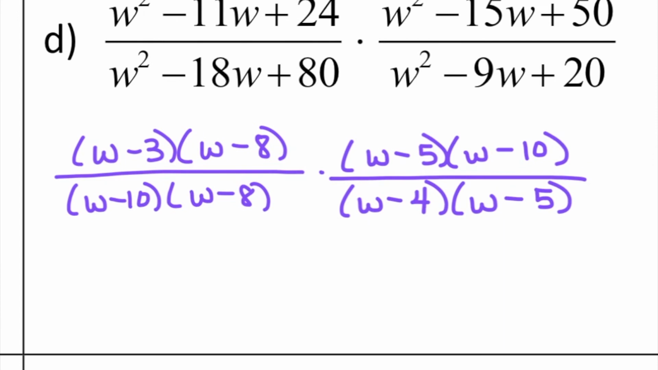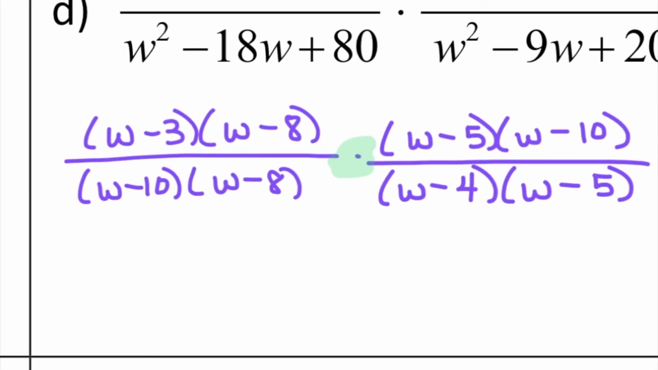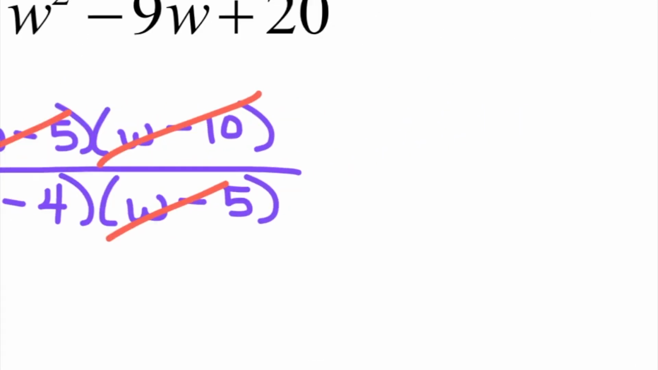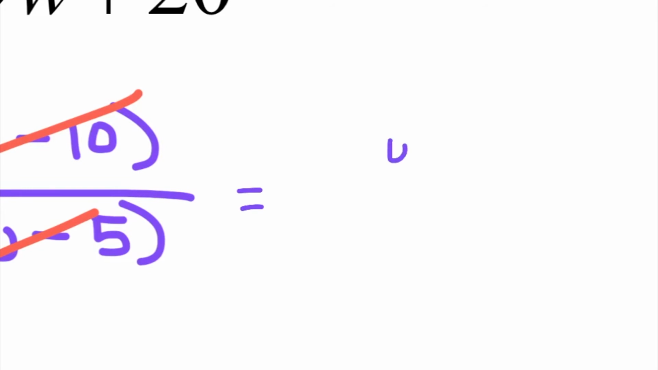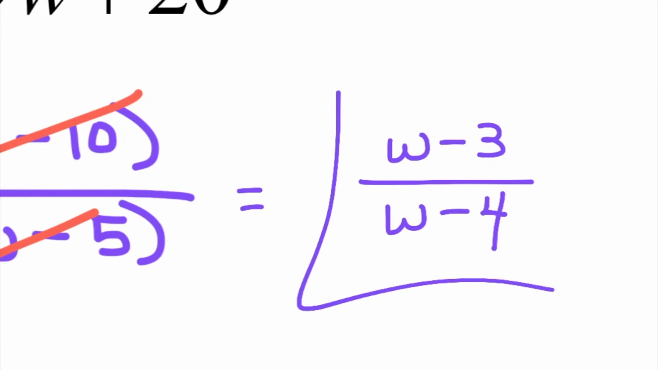I can cancel when it's multiplying, and this really is only when it's a multiplication problem. I can cancel from any numerator to any denominator. So for example, I've got that w minus 10 at the far ends, but I can still cancel them. I've got the w minus 8 here, I've got the w minus 5 here, and so my final answer is just the w minus 3 in the numerator and w minus 4 in the denominator.